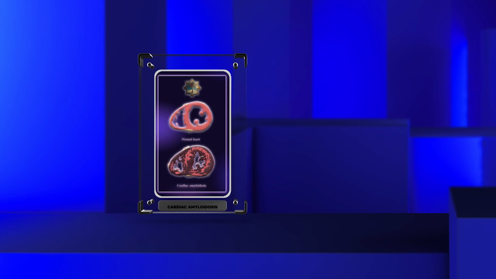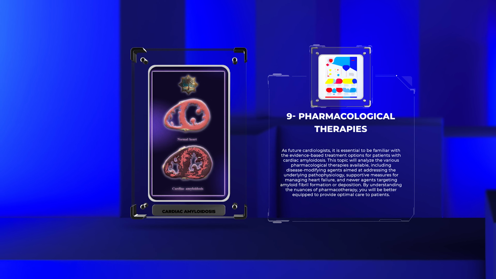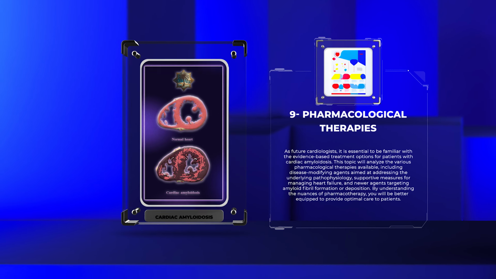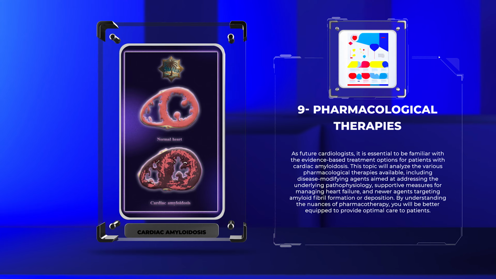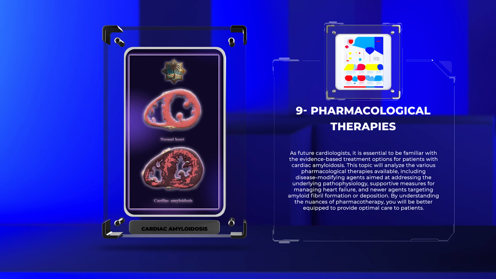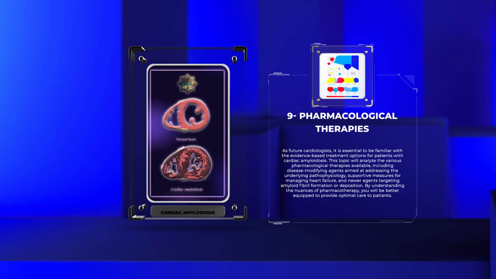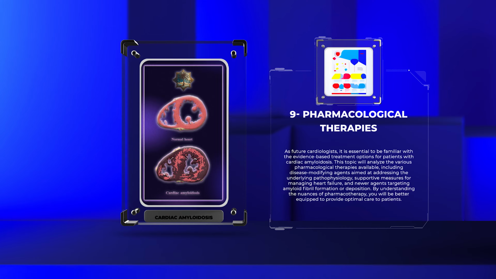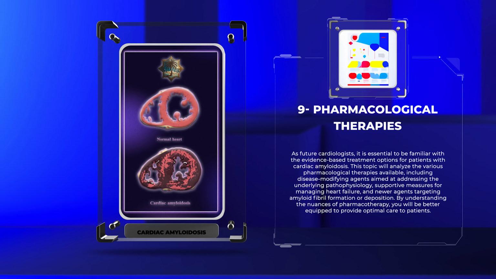As future cardiologists, it is essential to be familiar with the evidence-based treatment options for patients with cardiac amyloidosis. This topic will analyze the various pharmacological therapies available, including disease-modifying agents aimed at addressing the underlying pathophysiology, supportive measures for managing heart failure, and newer agents targeting amyloid fibril formation or deposition. By understanding the nuances of pharmacotherapy, you will be better equipped to provide optimal care to patients.